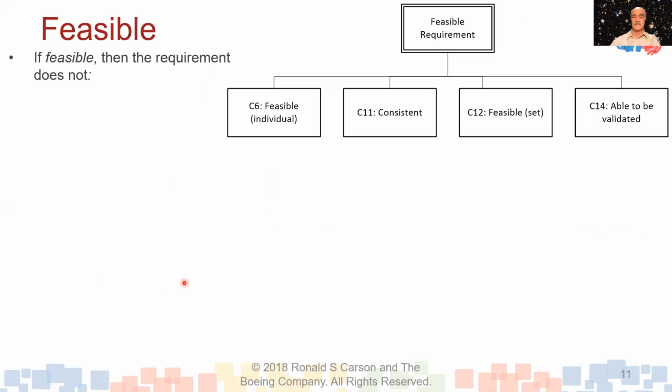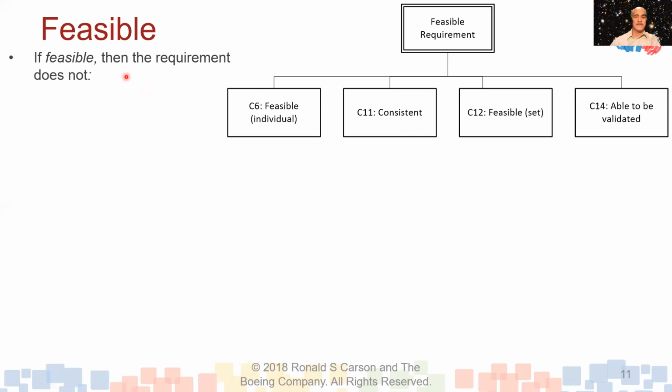Feasibility is an assessment of whether we could actually implement this requirement. And it includes the feasibility of the individual requirement, feasibility of the set, consistency or lack of conflict. For example, you might have two requirements addressing the same topic, such as weight, that have different numbers. Well, then we have an inconsistency, and depending on how they're worded, either they may be infeasible or one of them might not be necessary.